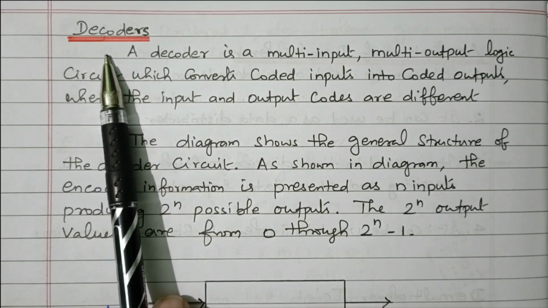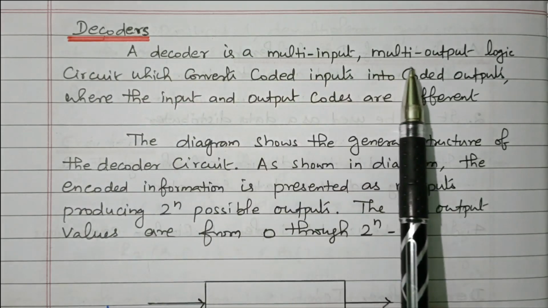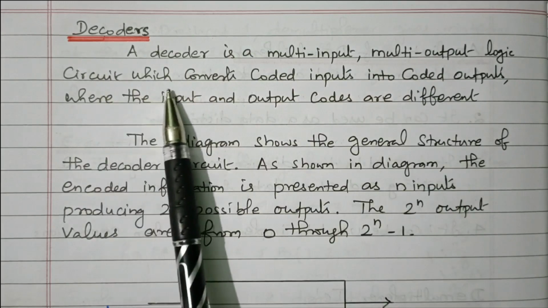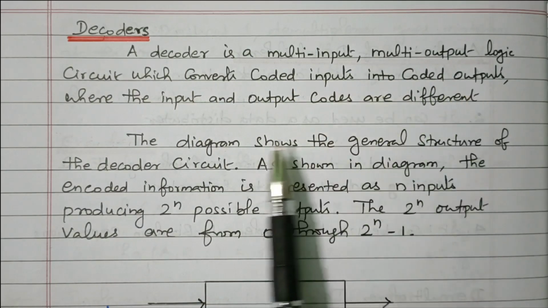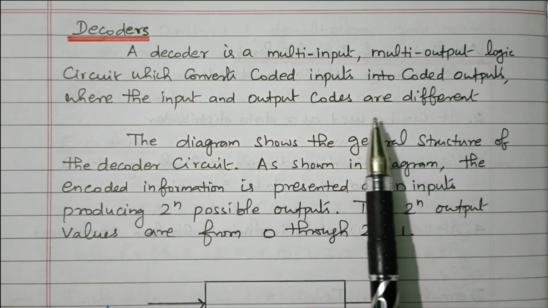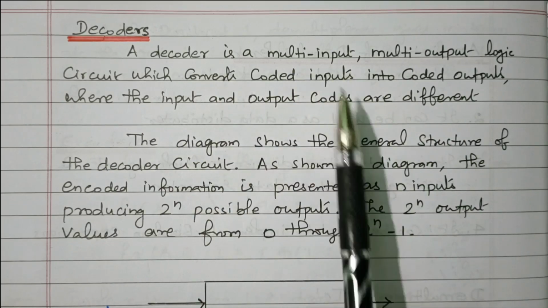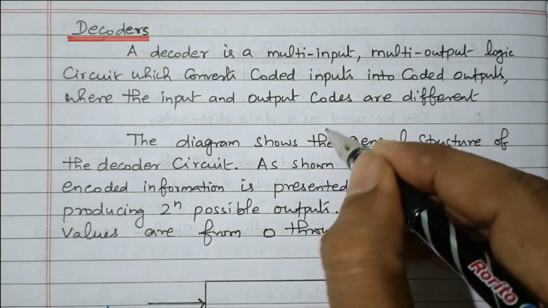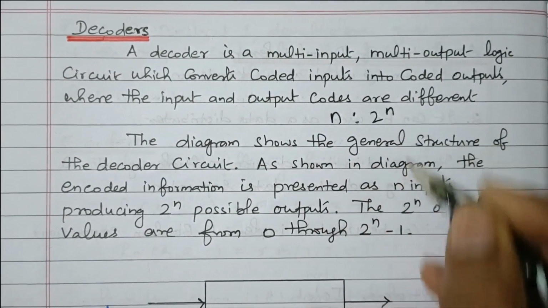Now we'll go to the topic decoder. A decoder is a multi-input, multi-output logic circuit which converts coded inputs into coded outputs, where the input and output codes are different. So a decoder is a multi-input and multi-output logic circuit, that is, n inputs and 2 to the power n outputs.